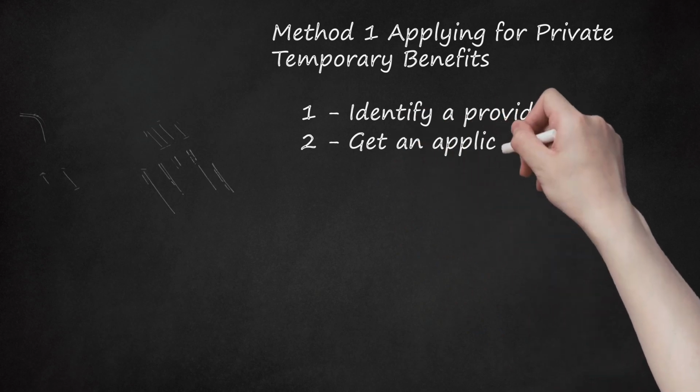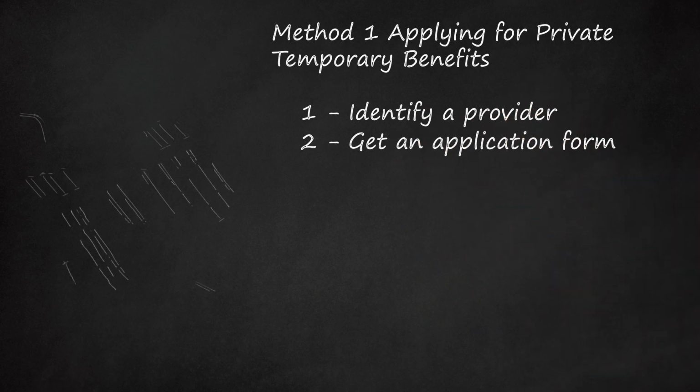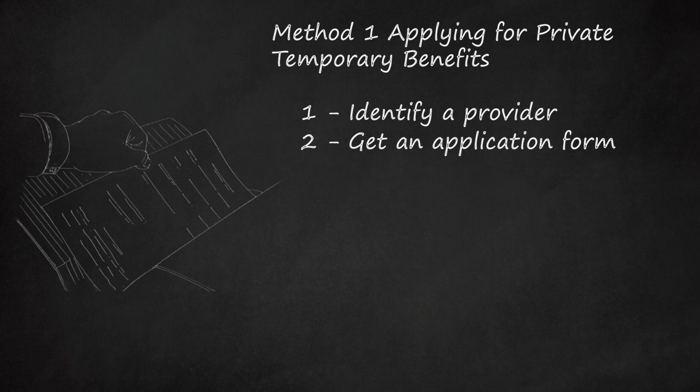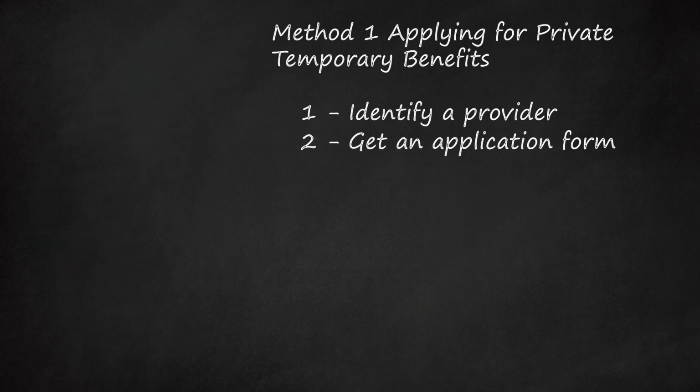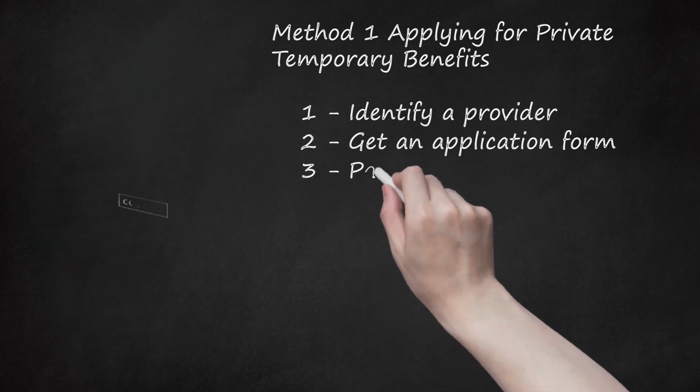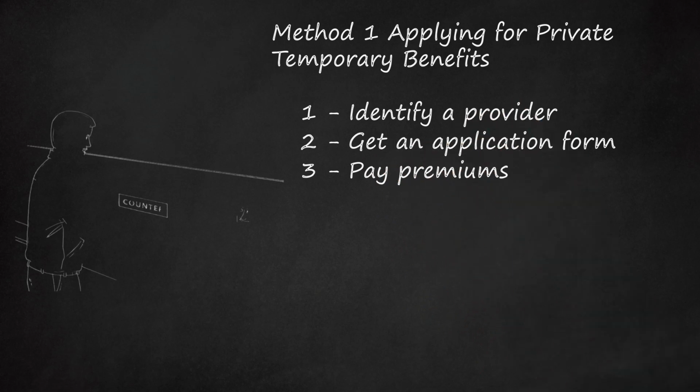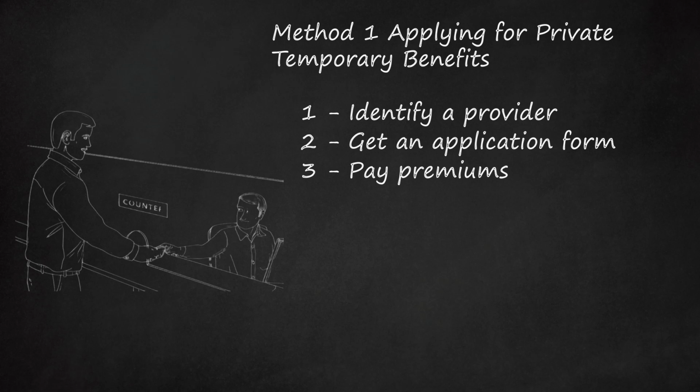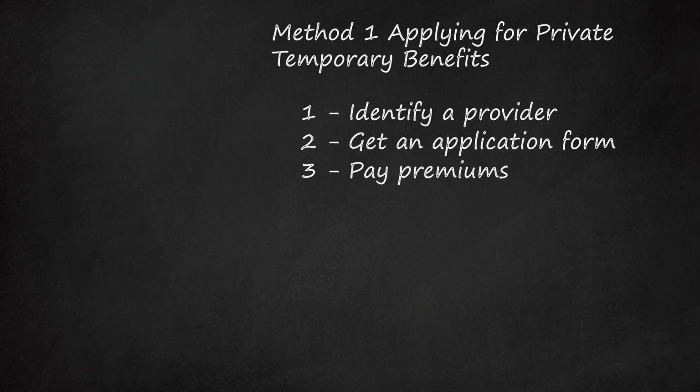2. Get an application form. Contact Human Resources, HR, or your union to get a form to sign up for short-term disability insurance. Alternately, your insurance agent will provide you with an application. 3. Pay premiums. Premiums can be deducted from your paycheck if your employer sponsors the disability plan. Otherwise, you will be responsible for making timely payments. If you miss a payment, your insurance may be suspended.